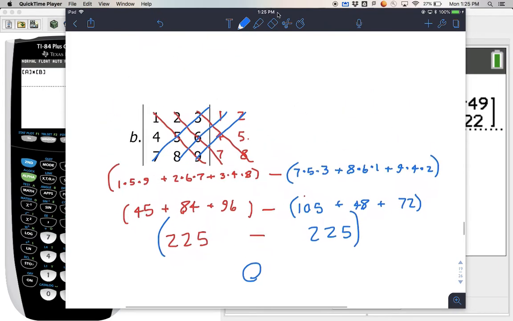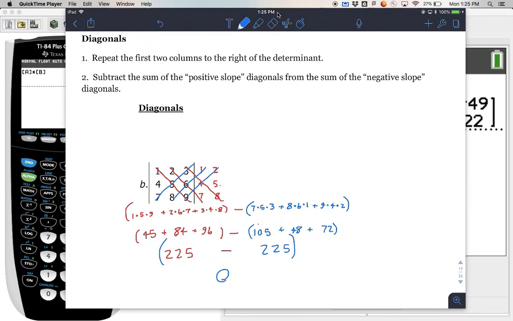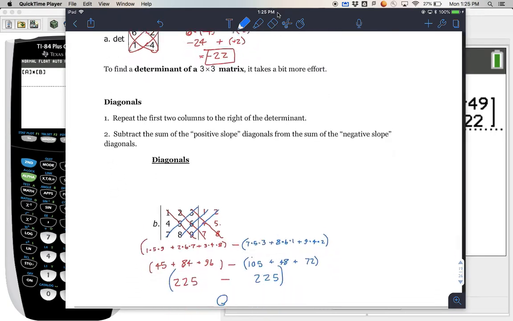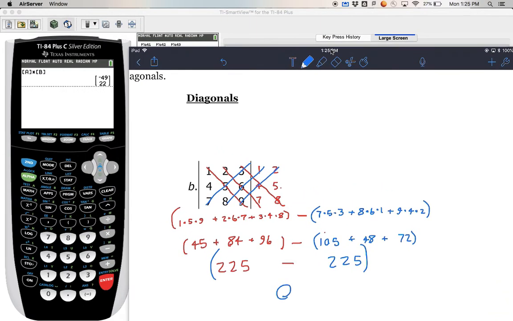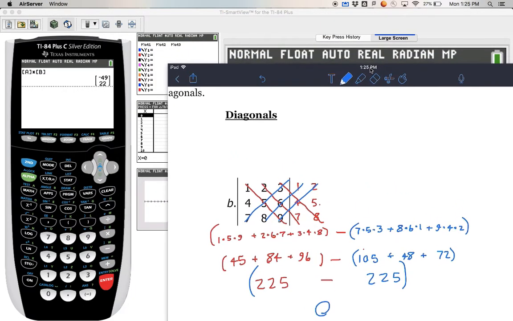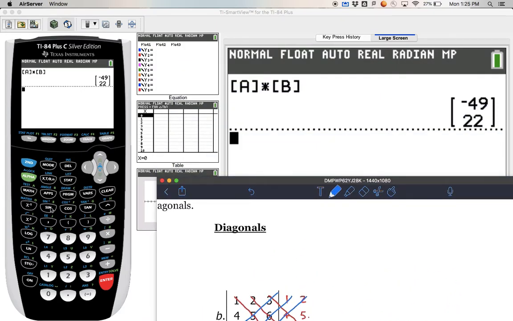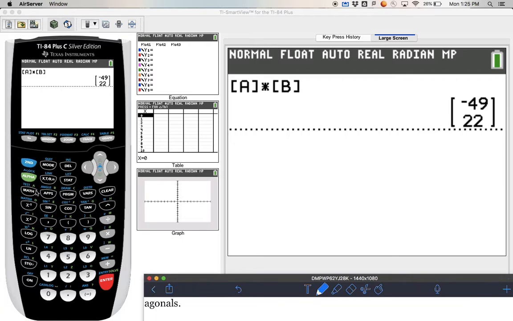I think you're going to be expected to do a determinant for a 2x2 and a 3x3 matrix without a calculator, so you need to practice with that. But I also want to show you how you do it in your calculator. So we're going to go back here to the graphing calculator. I'm going to put this away for a second just so we can see the graphing calculator.